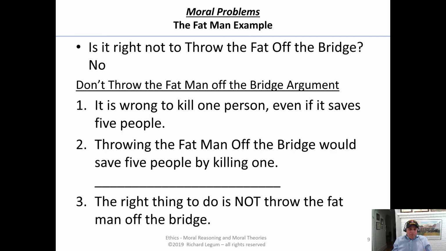Now we have 5 arguments. And remember, we're using arguments as a way to help us inquire or discover the right conclusion. And now the question is, how are we going to go about doing it? So let's turn to that now.